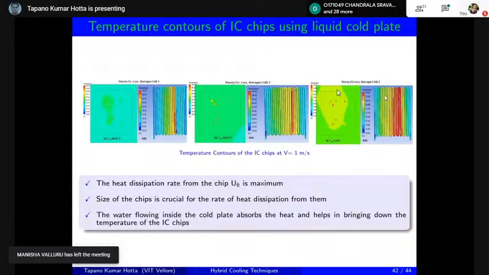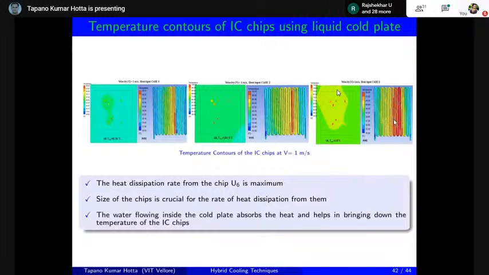You can see for higher heat input, the red color indicates that the temperature is very high. For lower heat inputs, the temperatures are being controlled. So the liquid cold plate is one of the best techniques to reduce the temperature of the ICs more effectively. Most of the time now, data centers are kept on a liquid cold plate, because, as all of you might have studied in thermodynamics, the heat sink absorbs the heat and dissipates it to the outside.